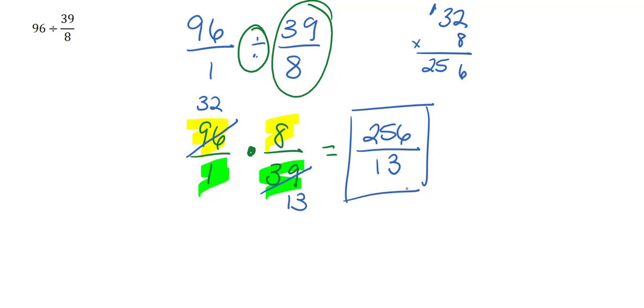An obvious solution, because 256 over 13 can't be reduced any further, because 256 is not divisible by 13. We couldn't divide a whole factor of 13 out of it. So that's our final answer.